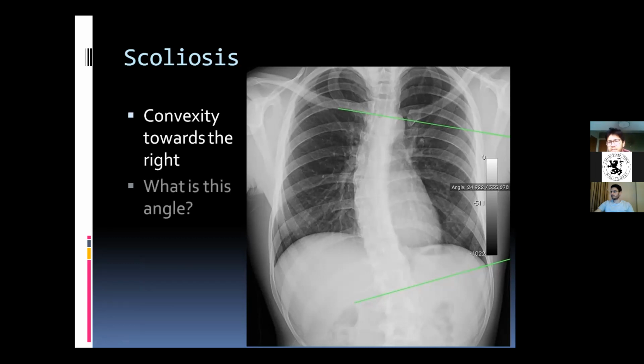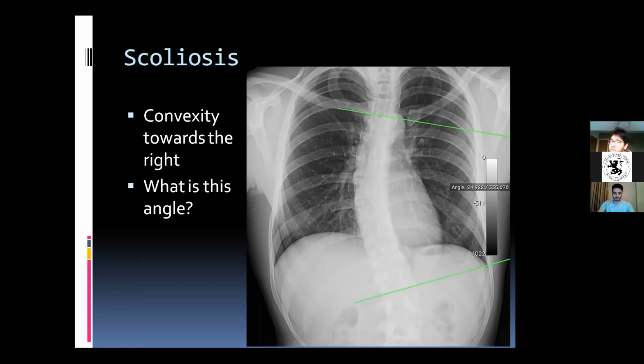Anyone know? There is an angle that you can also see on the X-ray. It says about 25. Does anyone know what angle that is? Yes, well done. Good, very well done. It's a Cobb's angle. What does that mean? What's a Cobb's angle? Yep, it definitely does sort of measure the degree of scoliosis. Well done. And why is it so important? Yep, the severity and the management.